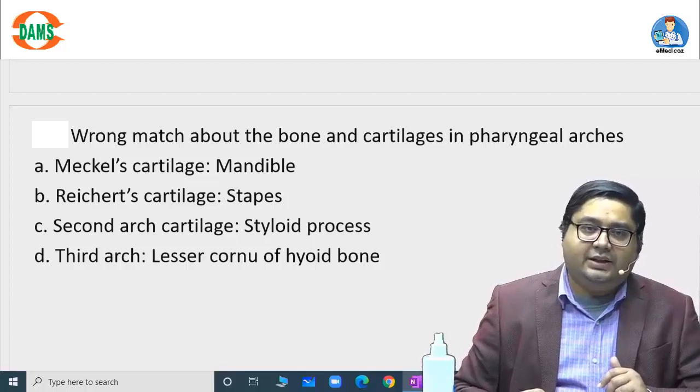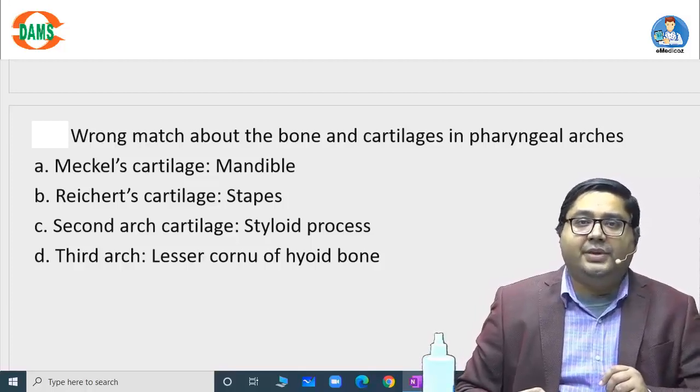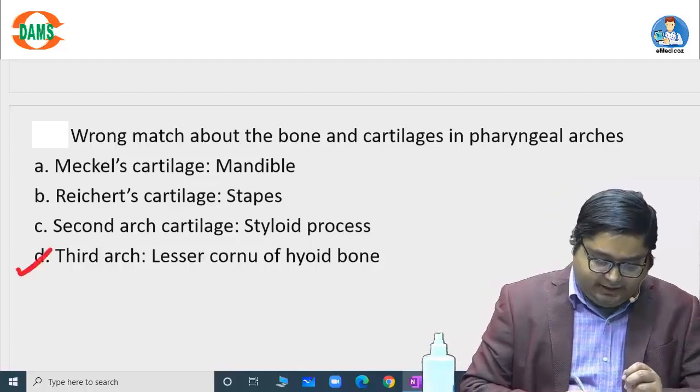So obvious answer is D. Third arch does not make the lesser cornu, it makes the greater cornu. Okay. So that is the answer here, D.